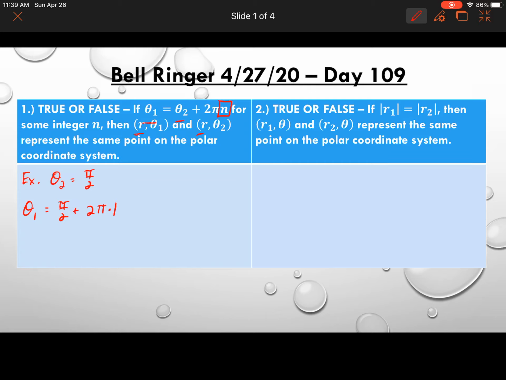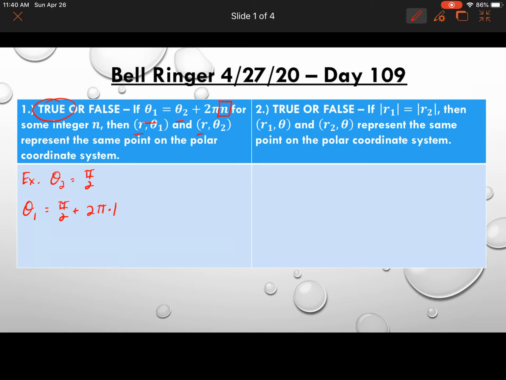Well, what do you guys think? Would it be true or false? Would it be the same point if the only difference between the two angles is that one is just an additional 2 pi, some multiple of 2 pi around the unit circle? Well, I hope you said it is true. It is true. Remember, people, we talk about this idea whenever finding additional coordinates that are the same point on the polar system, is if we add or subtract 2 pi.